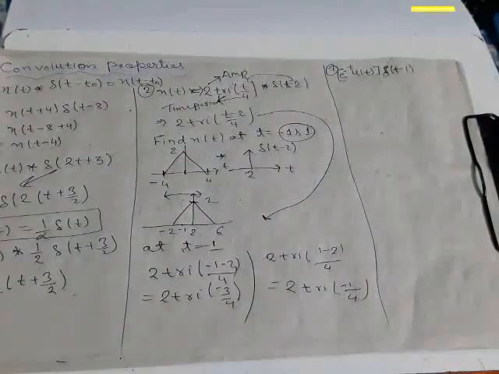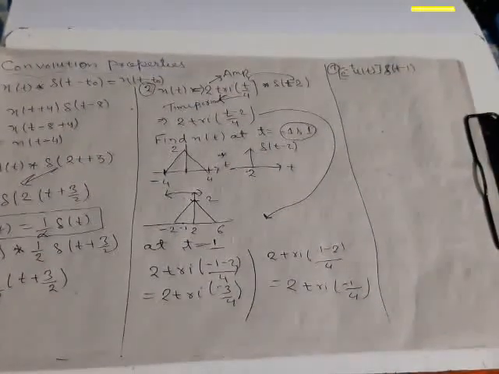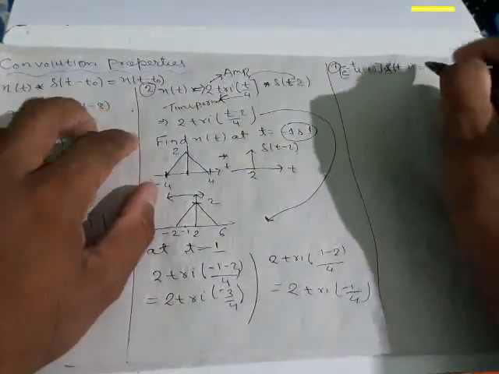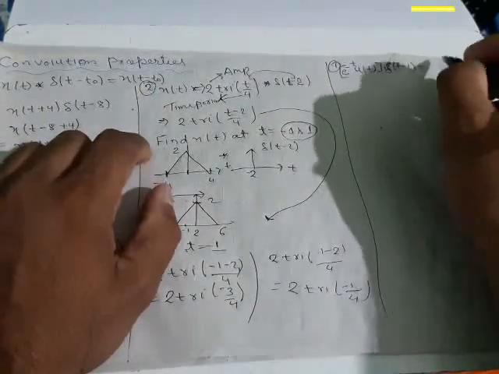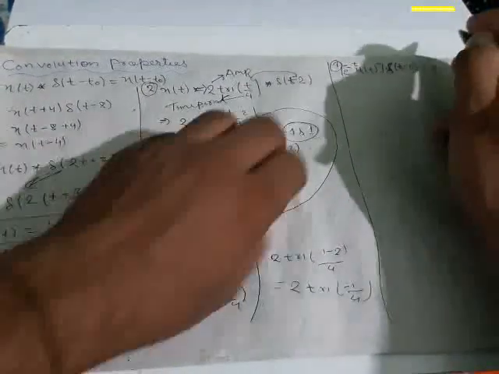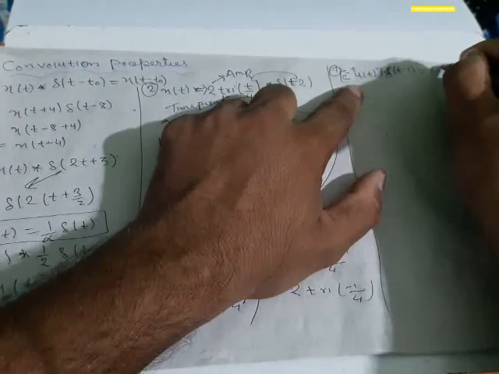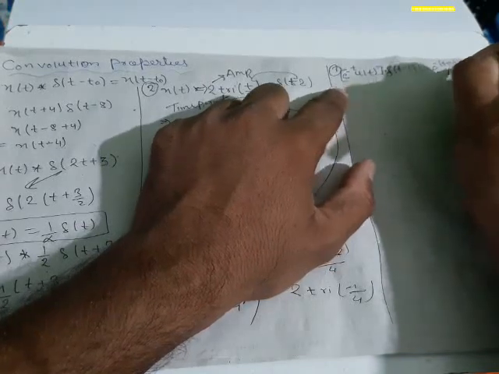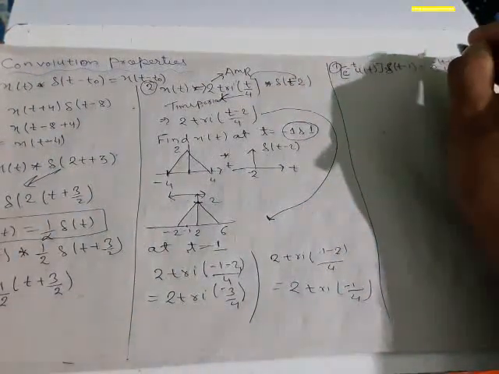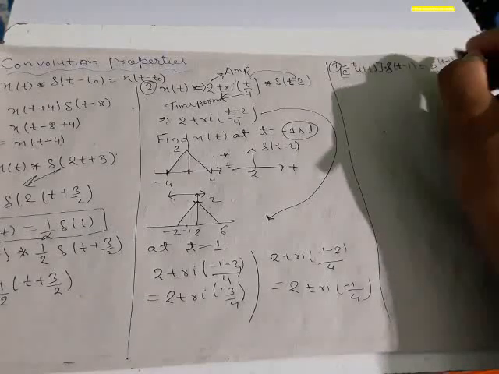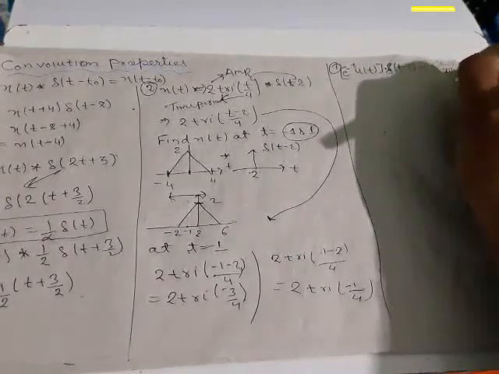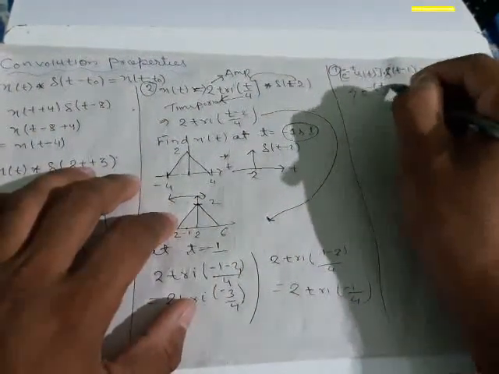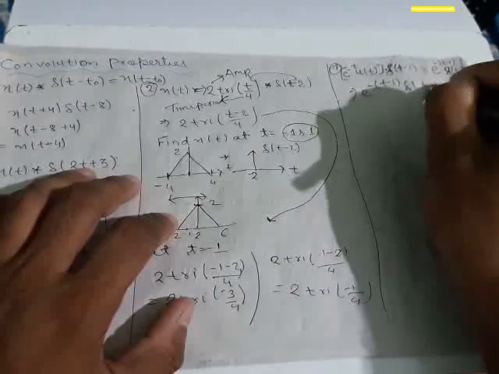And the third question we will see: exponential minus t into u of t, convolution with delta of t minus 1. So what will be our convolution? Using this property in convolution, it is exponential minus (t minus 1) into u of (t minus 1). Okay, now we will see the next question.